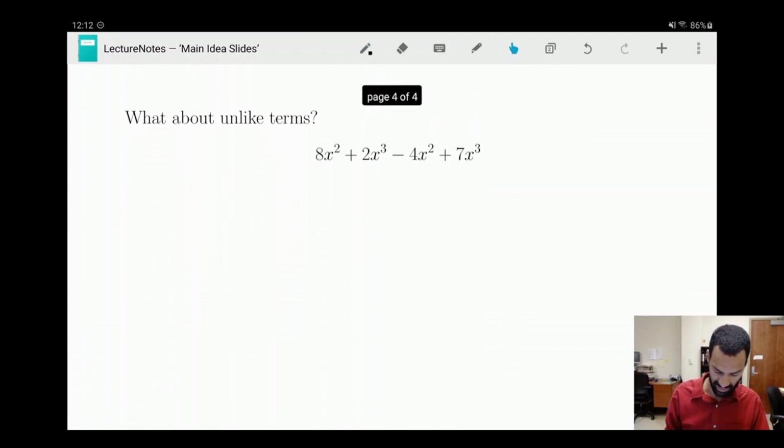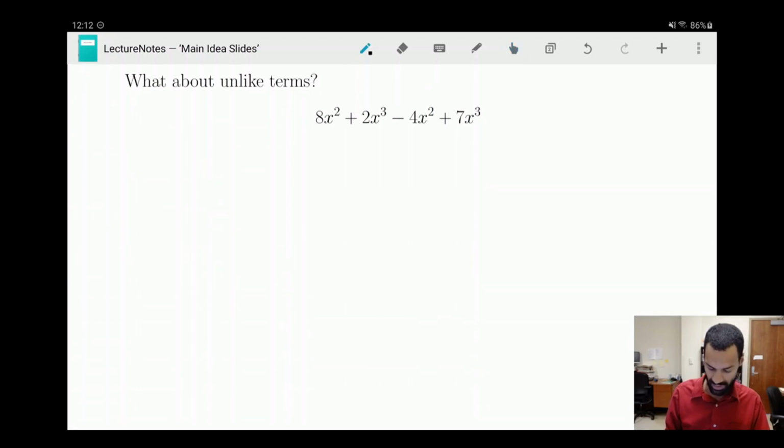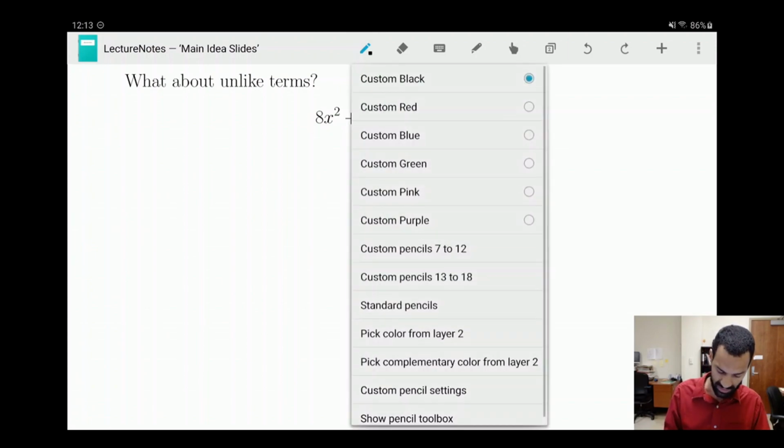Okay, what about unlike terms? So here's a good expression. This is an expression that has 4 terms, right? 1, 2, 3, and 4. So we have 4 terms. Okay, so which ones are like terms, right? That's the next thing. Which ones are like terms?